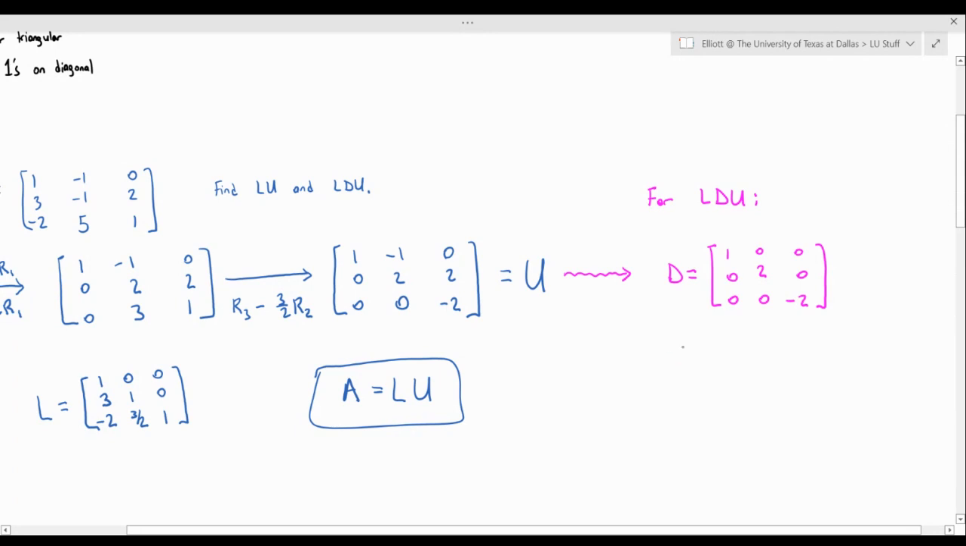And then for the U in the LDU factorization, to get the new U that we need, you take the original U and divide each row by its pivot. Okay. So in the first row, the pivot was 1, so I'm going to take the first row and divide everything by 1. That gives us 1, -1, 0 again. In the second row, I need to divide everything by 2, so that will give us 0, 1, 1. And then in the third row, we need to divide everything by -2, and that will give us 0, 0, positive 1. Okay?